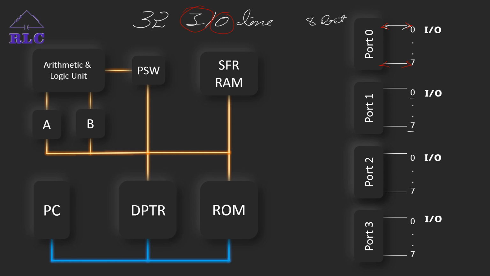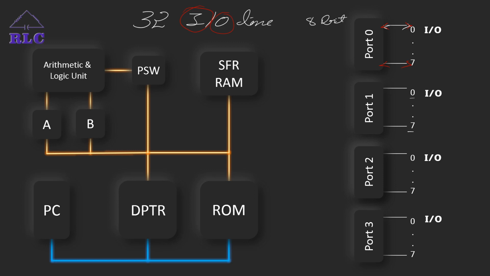So we call this 32 IO lines. One main thing, as we have seen in the last video on the difference between microprocessor and microcontroller, is that many pins are multifunctional in a microcontroller, whereas only a few pins are multifunctional in a microprocessor. In a microcontroller, many pins are multifunctional.